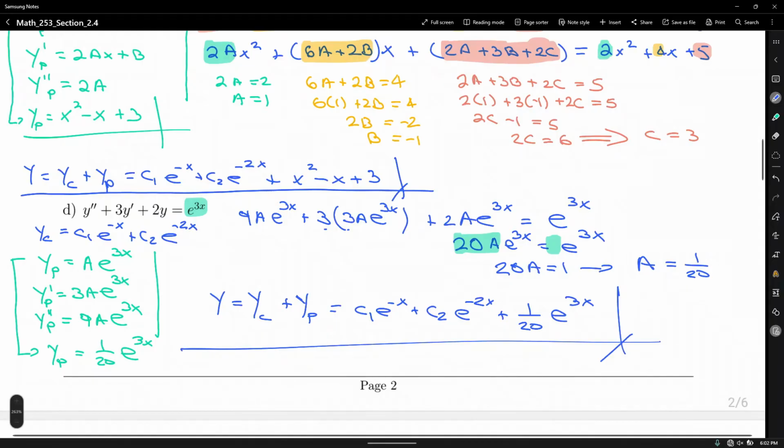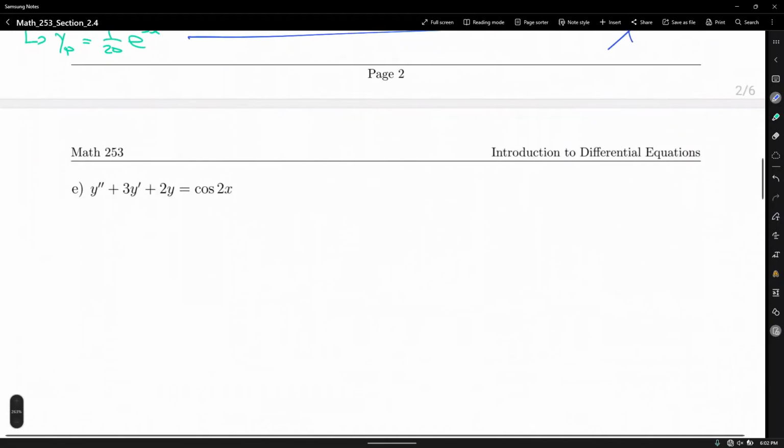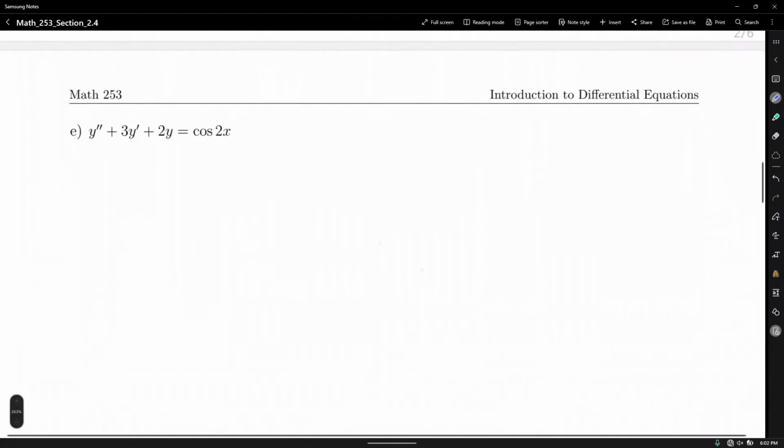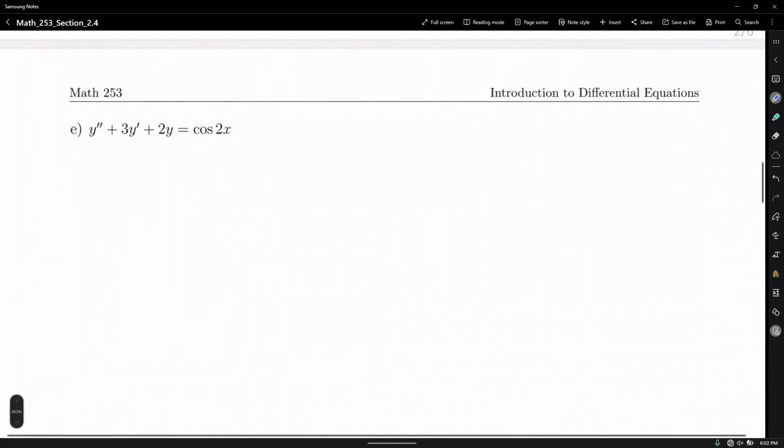All right, so that's another example. What do we have so far? One in which the forcing function is a constant. Then we have a linear, a quadratic. Now we have an exponential. Okay, let's flip the page. Let's go to the next page. Now we're going to have a forcing function in the form of cosine. Let's see how that one works.